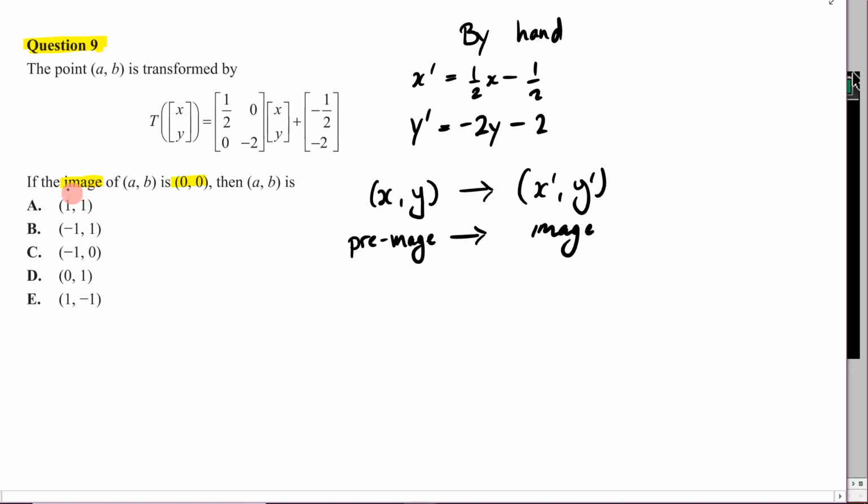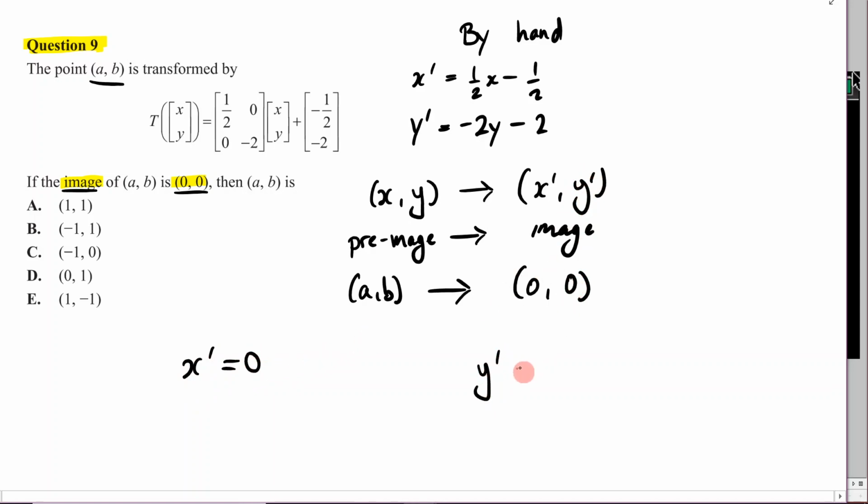Now we have been told that the image of AB is 0, 0. So that means the image is 0, 0, and the pre-image is just the point AB. So AB is being changed to 0, 0. Now, here we have to recognize that what this is telling me is that my x dash is equal to 0. So let me write that down. My x dash is equal to 0. And my y dash is equal to 0 as well.